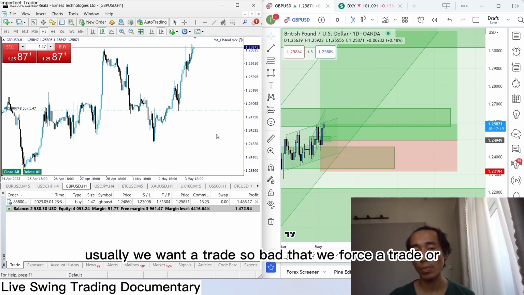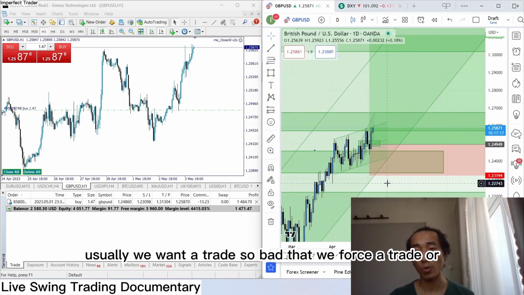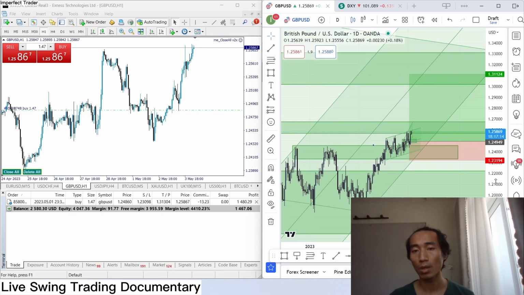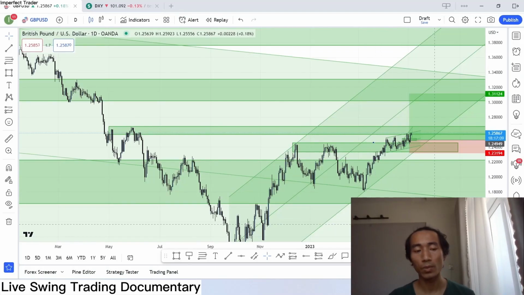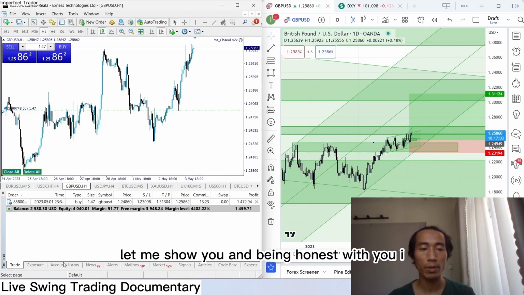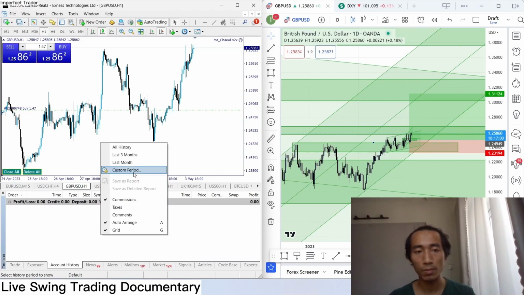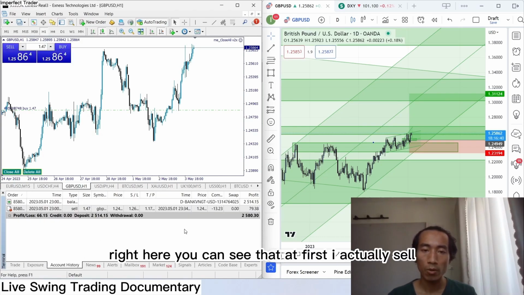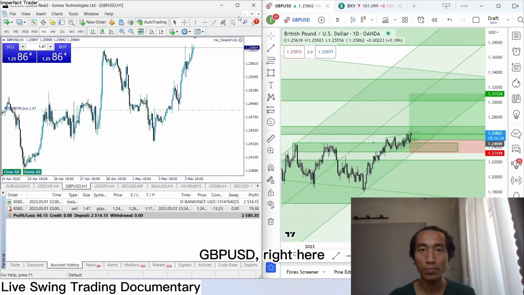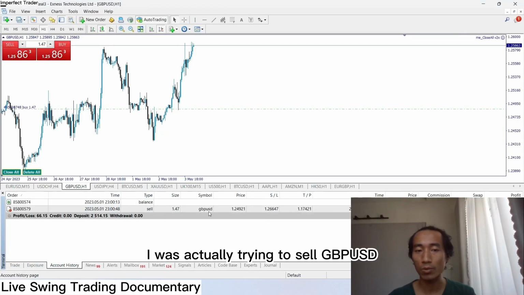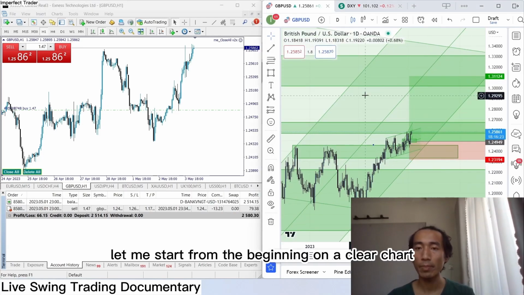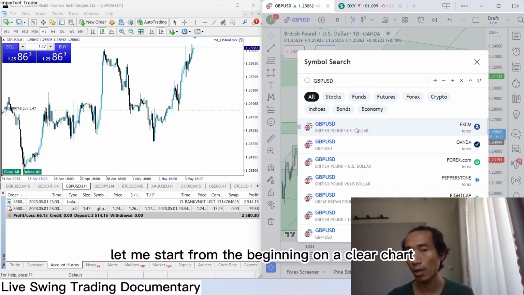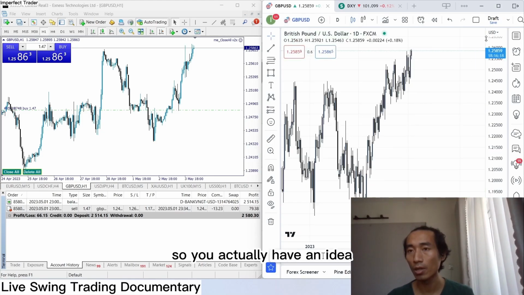Usually we want a trade so bad that we force a trade. To be honest, when I first saw this trade, I was, let me show you. Right here, you can see that at first I actually sold GBPUSD. Right here, I was actually trying to sell GBPUSD. Why? Let me start from the beginning on a clear chart so you have an idea.